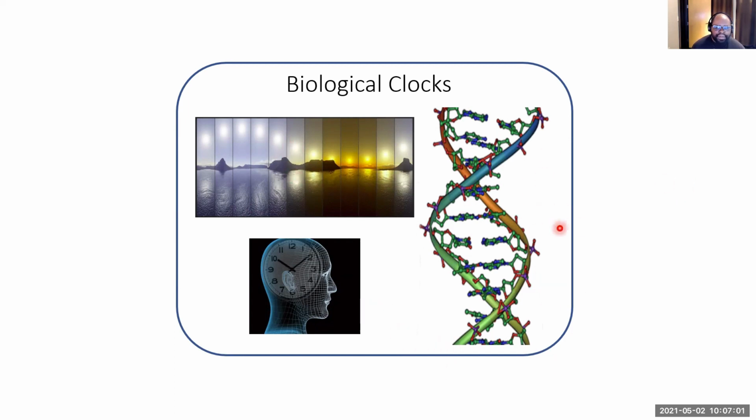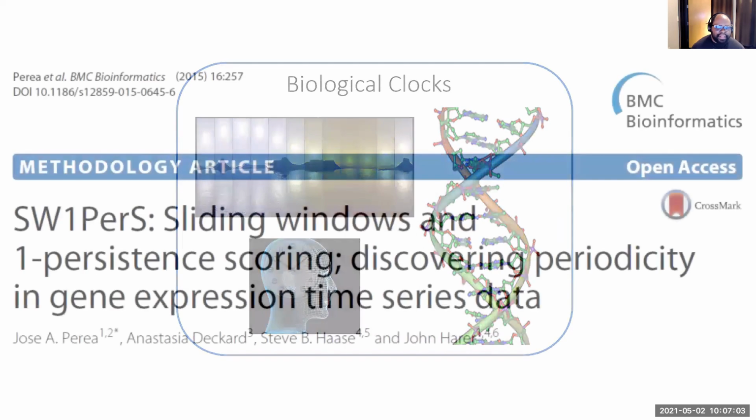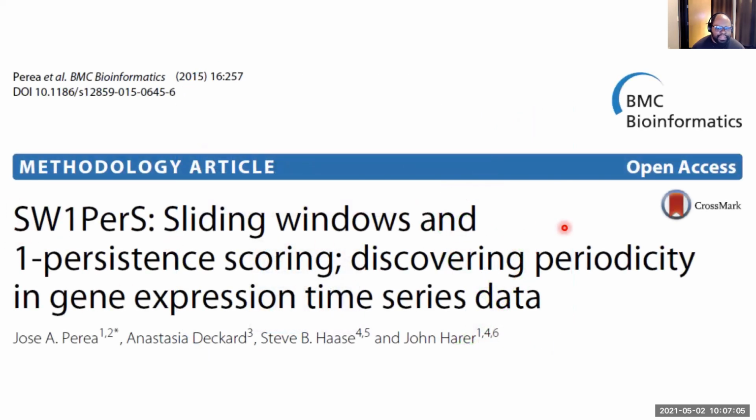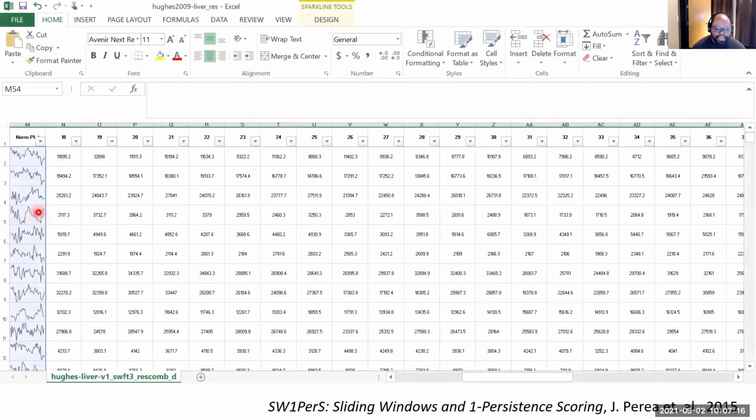Okay, so that work came in these papers, Swiper's sliding windows and one persistent scoring. And the setup of the paper was as follows. Biologists would give you data sets that look like this. Each row would represent a particular gene that they were studying, and each column would represent a time point.